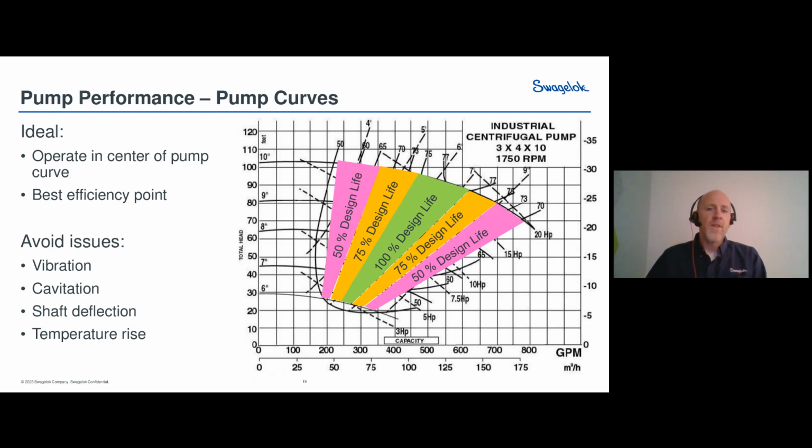But just understand that the closer you are to the middle, the better off you're going to be in terms of the design life of your pump, the operational consistency and reliability, and your pump is just generally going to be happier if it's operating there closest to that best efficiency point.